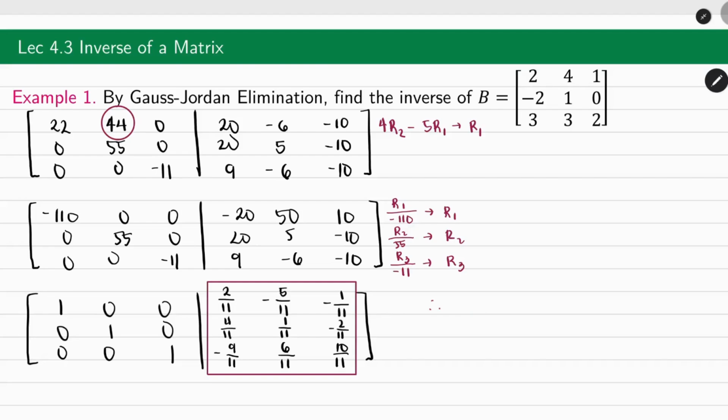Therefore, the inverse of the matrix B, we can actually factor out the 11. Okay? So, taking out the 1 over 11, using the scalar property of matrices, we have 2, negative 5, negative 1, 4, 1, negative 2, negative 9, 6, and positive 10. This is now the inverse of the matrix B.